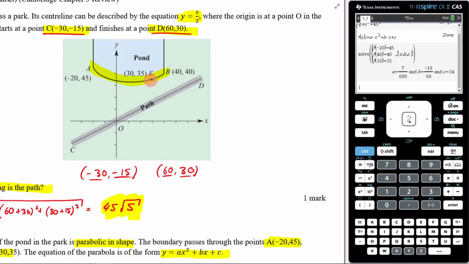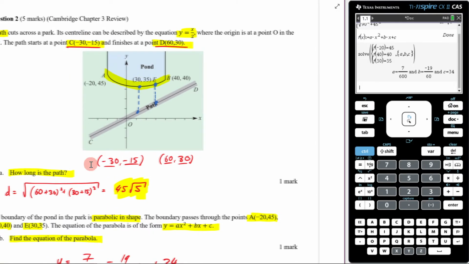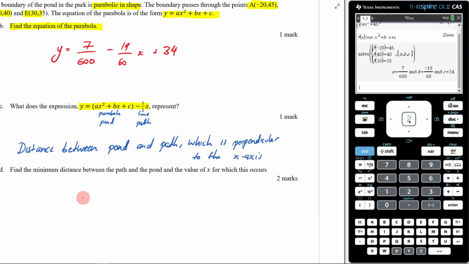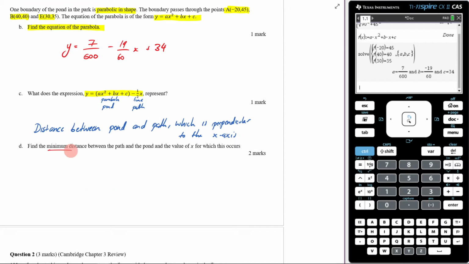For instance, if I take this point and I subtract away this point, would you agree that I'm finding that distance right there? And that distance, if we were to just continue it down, is at right angles to the x-axis. So we're just finding the distance. If I take that point and I subtract them, I'm finding the distance. Now this is important because the next part of this question says, find the minimum distance between the path and the pond and the value for x for which this occurs.